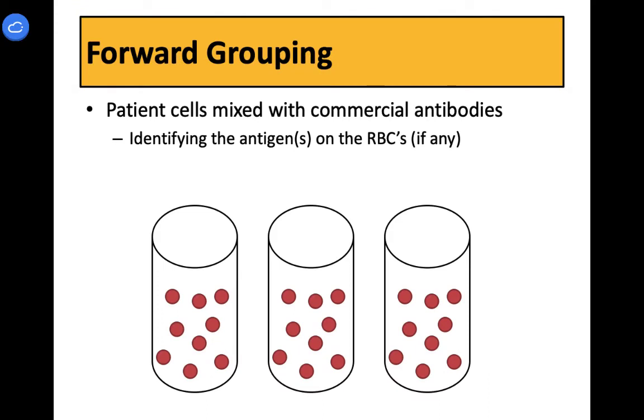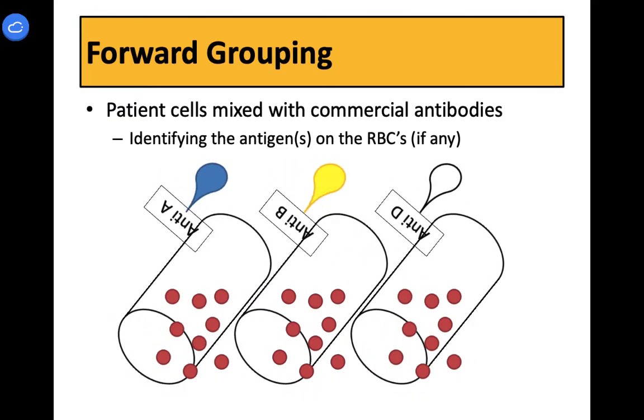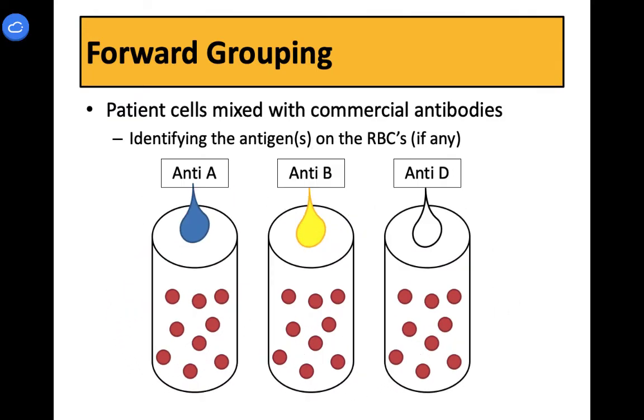We'll start by talking about the forward grouping test. Forward grouping in the lab when it comes to blood typing is where you mix the patient's cells that are unknown, we don't know what kind they are, with an antibody that we bought from a company. So in this little image here, you can see some red cells in a tube. Basically, you'd be adding anti-A, anti-B, and then I'll show you anti-D to the tubes. You'll centrifuge them, and you'll look for a reaction.